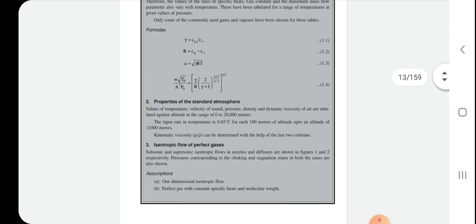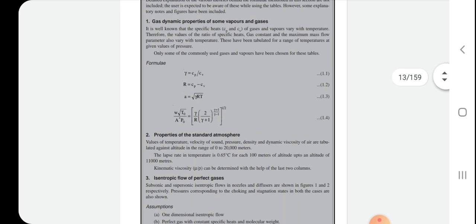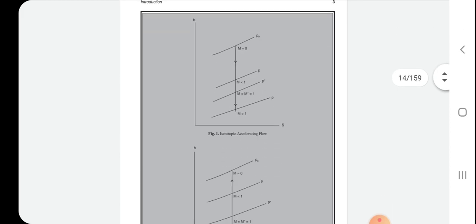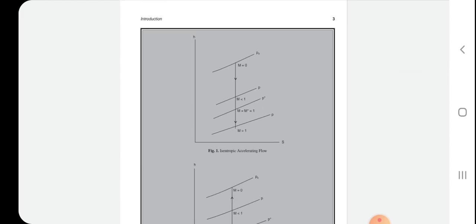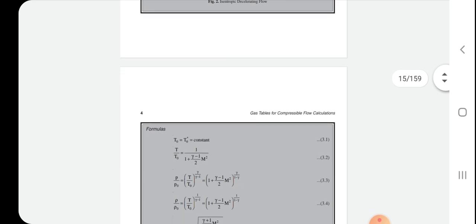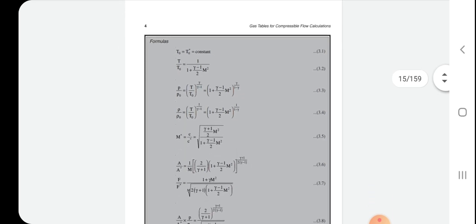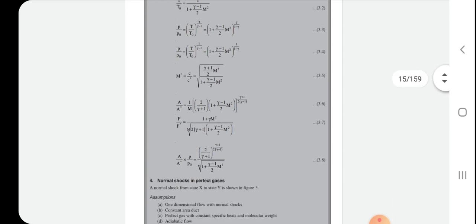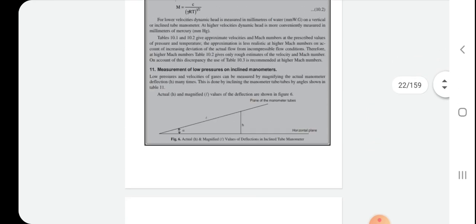Some data are already given in the gas tables, like in isentropic flow of perfect gases. The figure, the h-s diagram, is here for accelerating flow and decelerating flow, and the equations we have derived are also here. So you don't need to learn those equations by heart. They are already available in gas tables. Sometimes it may be asked to derive the equations, so you have to study the derivation only. You don't memorize the final equation. All the equations are available in the tables. Now we will move to the table.